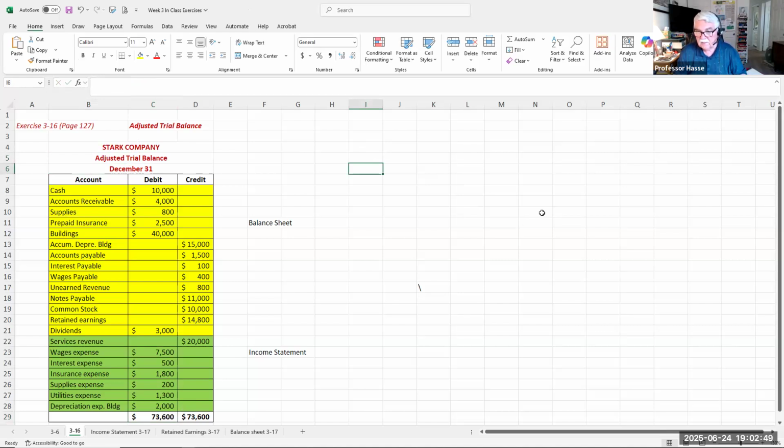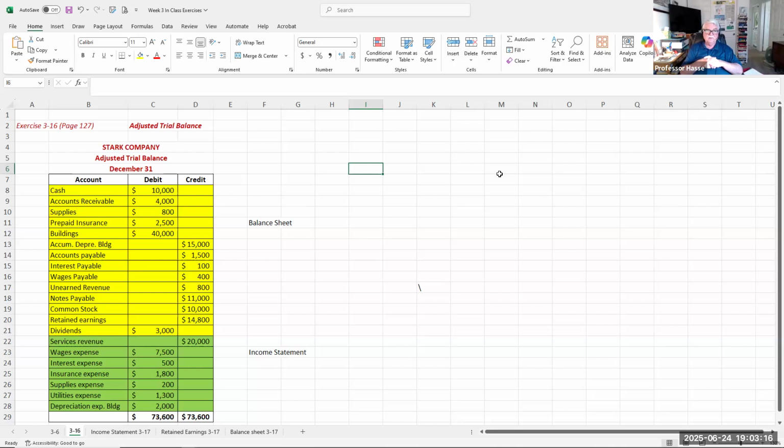Okay, here we go. As you can see, the adjusted trial balance, by taking those balances on page 127, is $73,600 debits, $73,600 credits. Hope you all got that. And the key part of that is now that you should be familiar with what type of account balances all these accounts have.